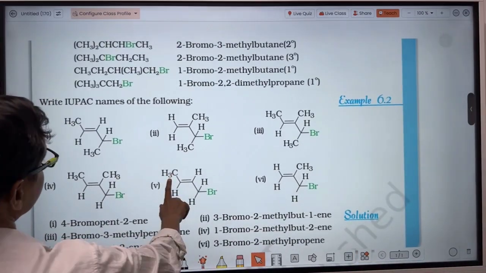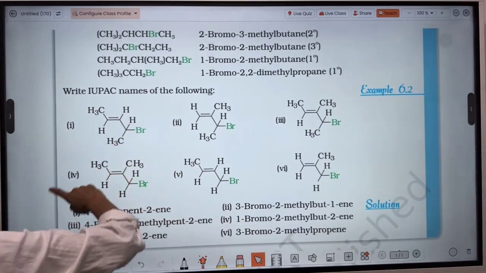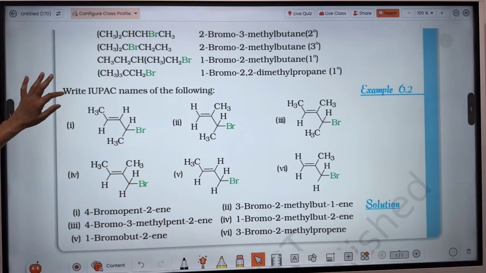Now let's see. Those are the isomers shown by that compound. Now let's see how to write the IUPAC name of this compound. Let's see.